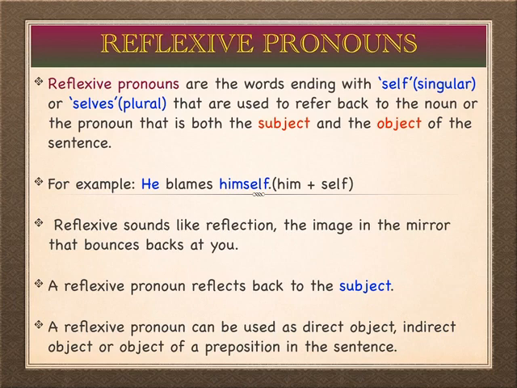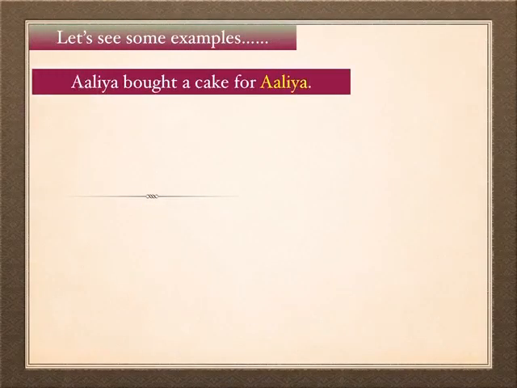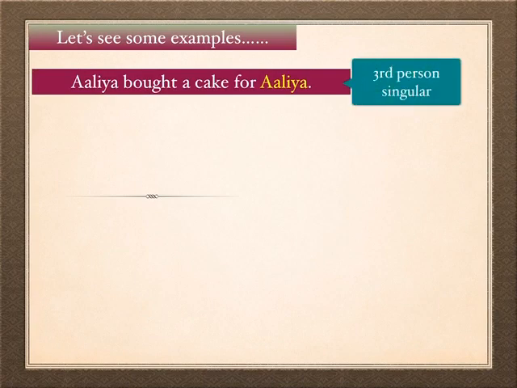Let's learn in detail the reflexive pronouns. So here let's see one example. Alia bought a cake for Alia. So here students, Alia is the subject of the sentence who bought the cake. And she bought the cake for whom? She bought the cake for her. That means the subject and the object of the sentence are the same.